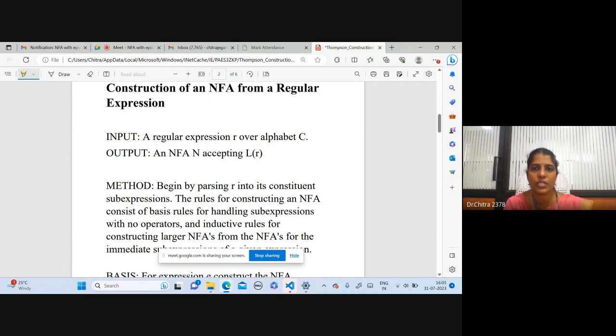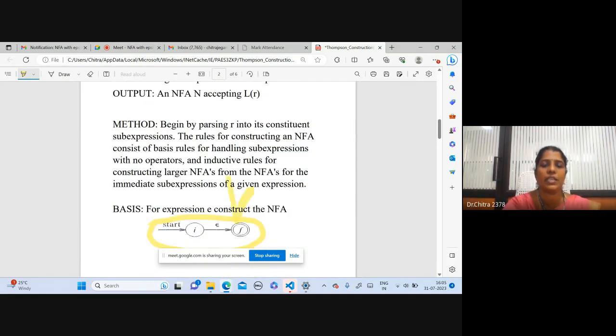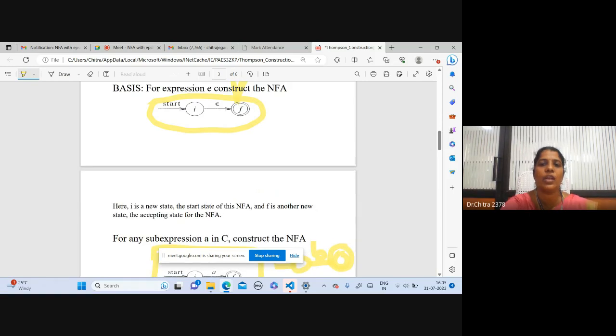So the process is this. Initially, all the strings are divided into substrings. Parsing includes consequent substrings, and there exist rules for each and every combination. You follow that rule. First one is for the basic expression, epsilon. We can draw the NFA for epsilon also. This is the NFA for the epsilon. It goes to the final state without accepting any string. So this is the solution for this.